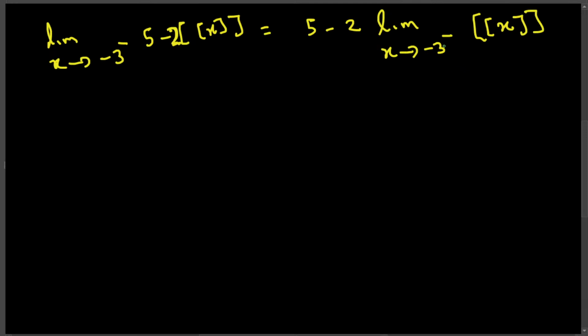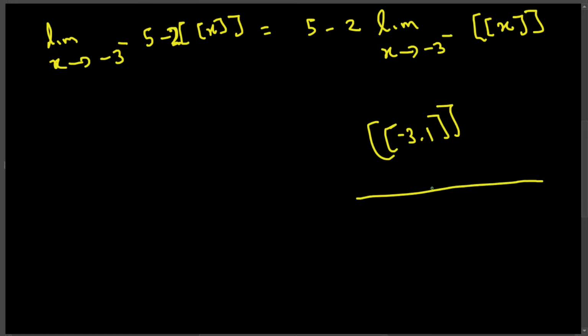So when we are taking -3 from the left side, we have to look at a number that is close to -3 but less than -3. Less than -3 is -3.1, right? Because the left side of -3 has the lesser values, -4, -5. So the closest one is -3.1. And what is the greatest integer of -3.1?